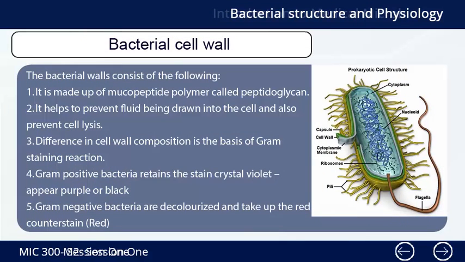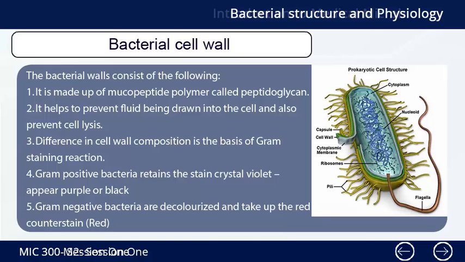Bacterial cell wall. Gram-negative cell walls are thin and unlike the gram-positive cell walls, they contain a thin peptidoglycan layer adjacent to the cytoplasmic membrane. Lipopolysaccharides, also called endotoxins, are composed of polysaccharides and lipid A, which are responsible for much of the toxicity of gram-negative bacteria. The bacterial cell walls consist of the following.